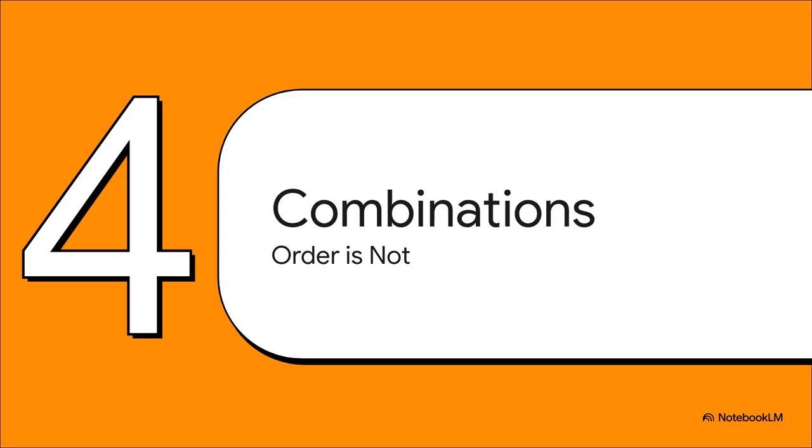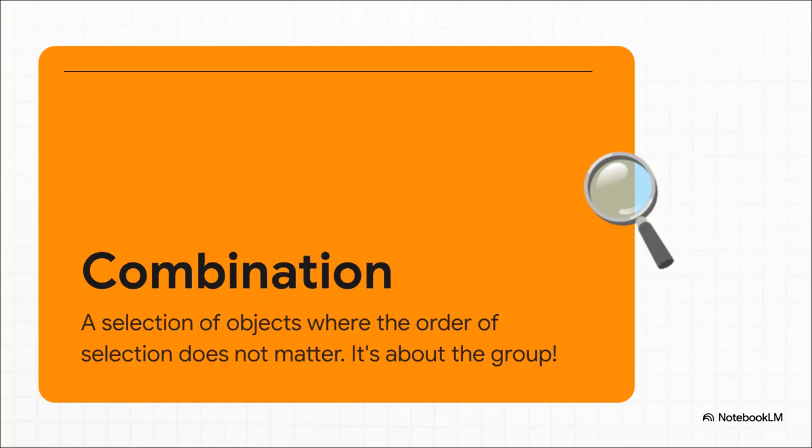Okay, but what if the order doesn't matter at all? What if you're just picking a group of things, and you couldn't care less about the sequence you pick them in? Well, that brings us to our second big idea: combinations. A combination is just about the group you end up with. Think of it like this. If you're picking players for a team, and you pick Anne, and then you pick Bob, that's the exact same team as picking Bob and then picking Anne. The final group is identical. That's the heart of a combination.